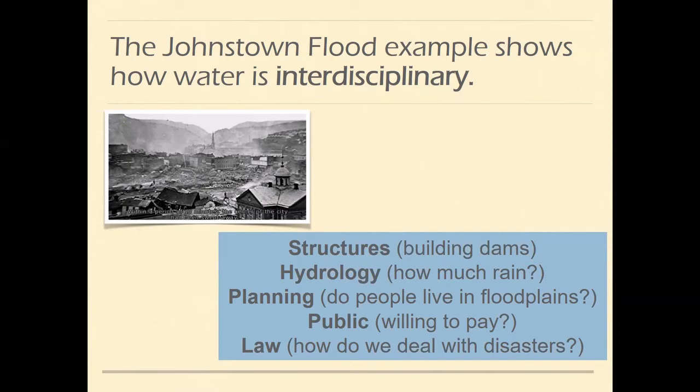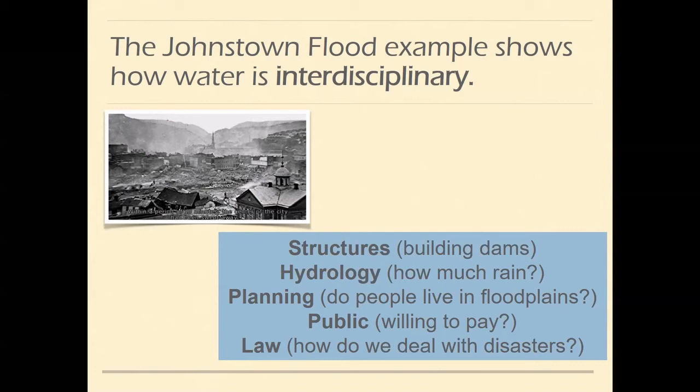As well as law. Two examples are, one, in the Western US, water rights are really important, and so different people own the water and have particular restrictions on what they can do with it. And also, in the Johnstown flood, there was no coordinated federal response to this.